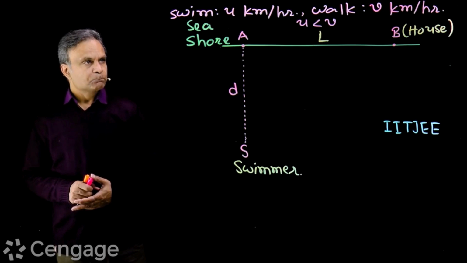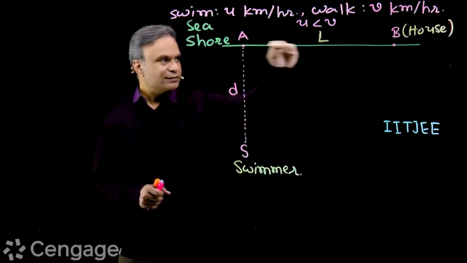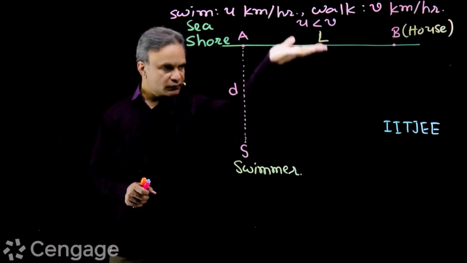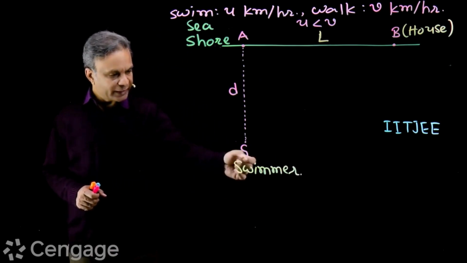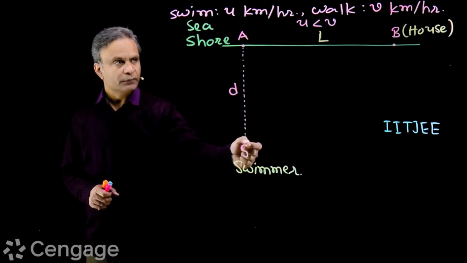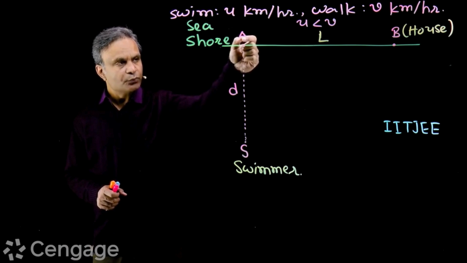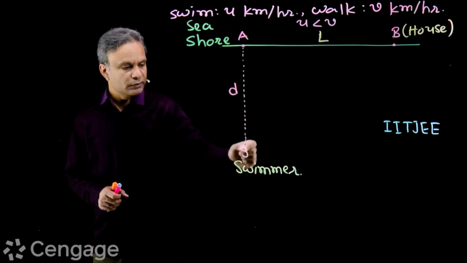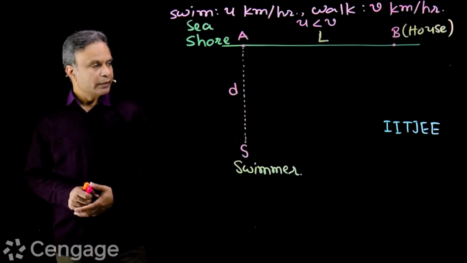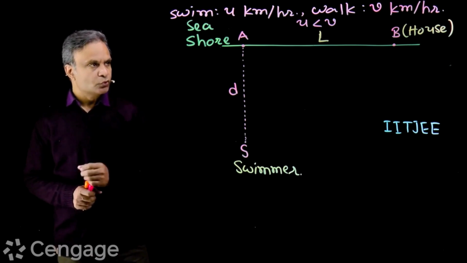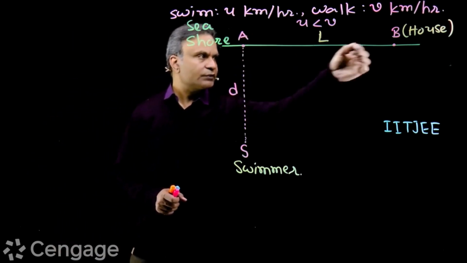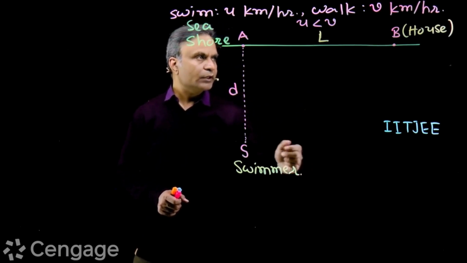Question is there is a seashore, okay, and this is sea. Sea is on this side. There is swimmer S here in the sea, okay. This is nearest point on the shore at distance D from the swimmer, and house of swimmer is on the shore at distance L from point A. This is house of swimmer, okay.